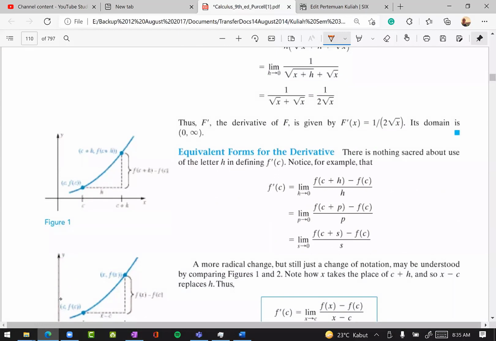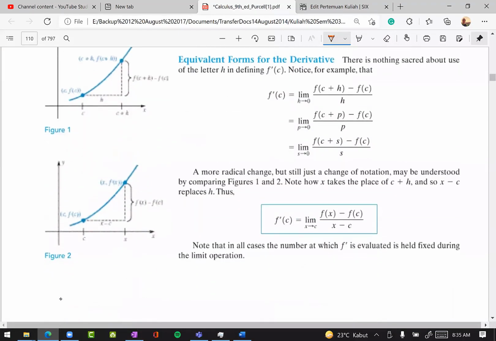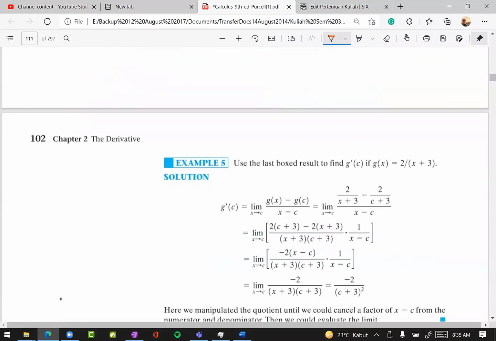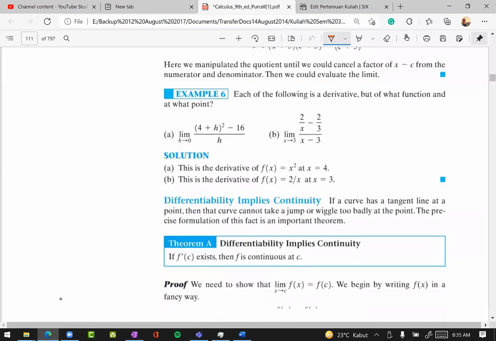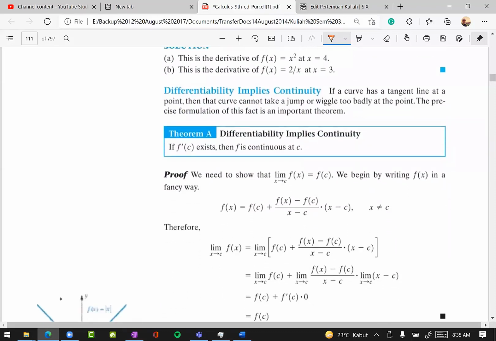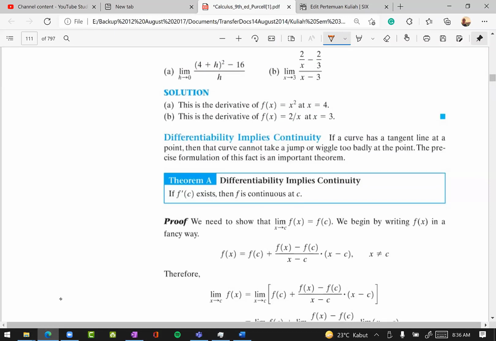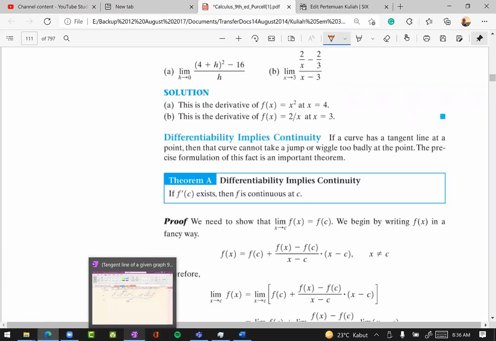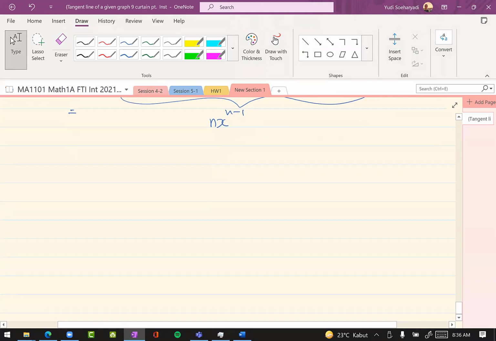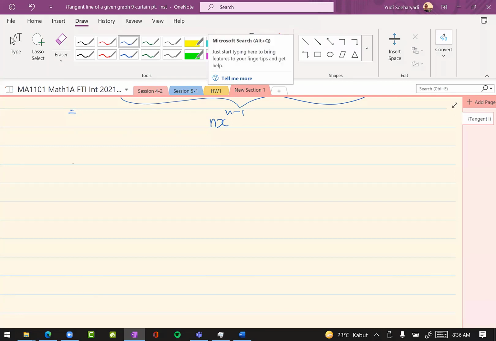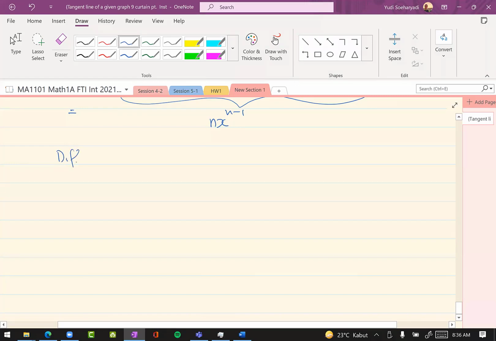So let's compute this one. Equivalent derivative. So this equivalent limit. Okay, compute. Now this is what I thought earlier. Differentiability implies continuity. Okay. Why is it so? Because, so I should write that differentiability implies continuity.